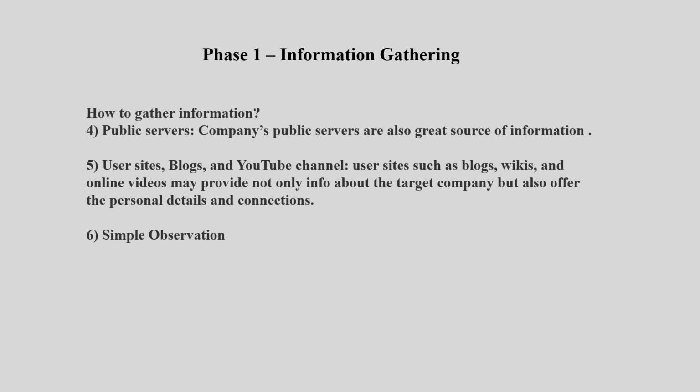The last but not the least, simple observation is really powerful. For example, if I'm targeting a company, I will also check whether the target company's employees use keys or RFID cards or other methods to enter the building. Is there any designated area for smoking? Are dumpsters locked, and does the building have external cameras? So these are the 6 sources of information gathering.